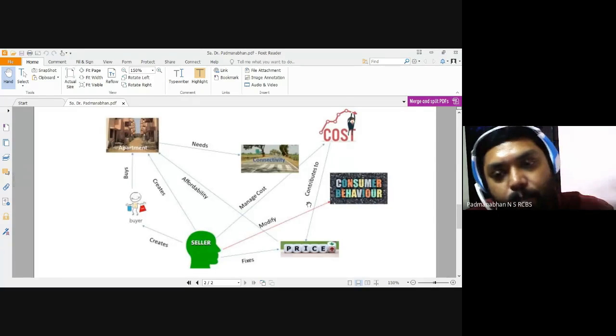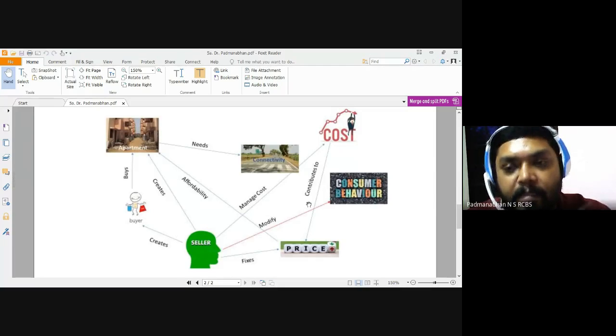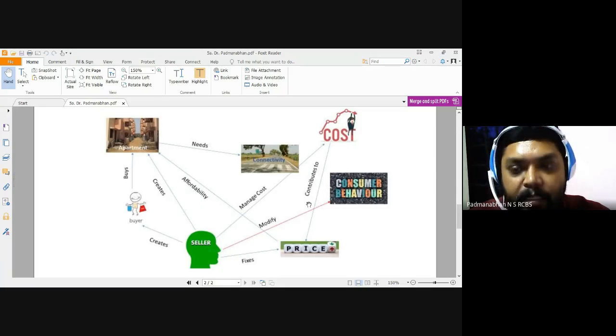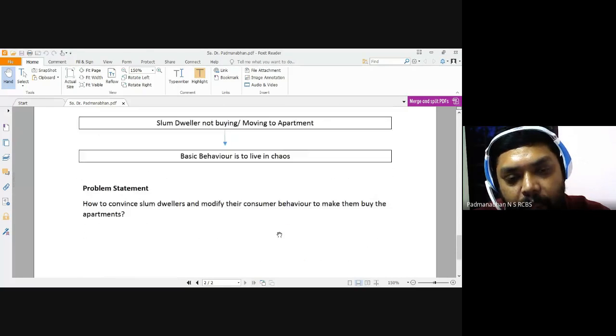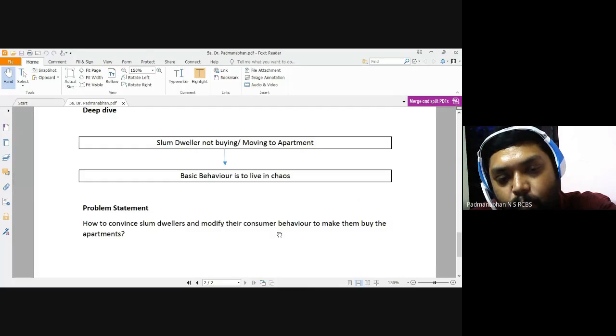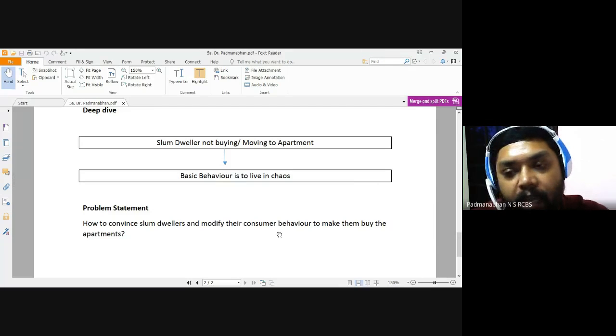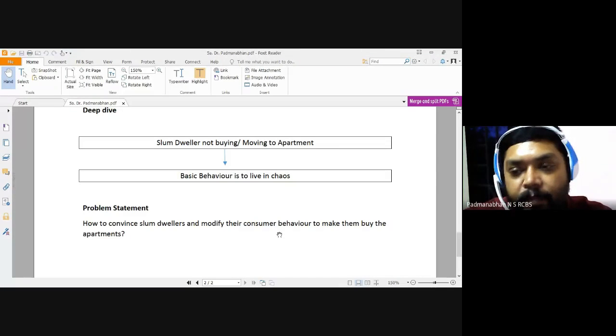And if you just do an empathy mapping, this is what it is. They are not interested in going into this, so they have something in the mind. So when we go next to that is a deep dive. When you deep dive, this is why slum dwellers are not buying or moving to the apartments. So I have come out with the basic problem: the basic behavior is to live in chaos, and they don't want to actually shift from the particular locality which they are having.